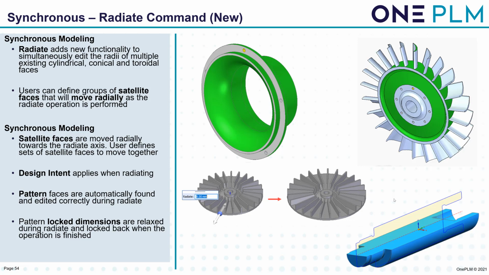User defines sets of satellite faces to move together. Design intent is applied when we're radiating. Pattern faces are automatically found and edited correctly during the radiate. And pattern lock dimensions are relaxed during radiate and locked back when the operation is finished.